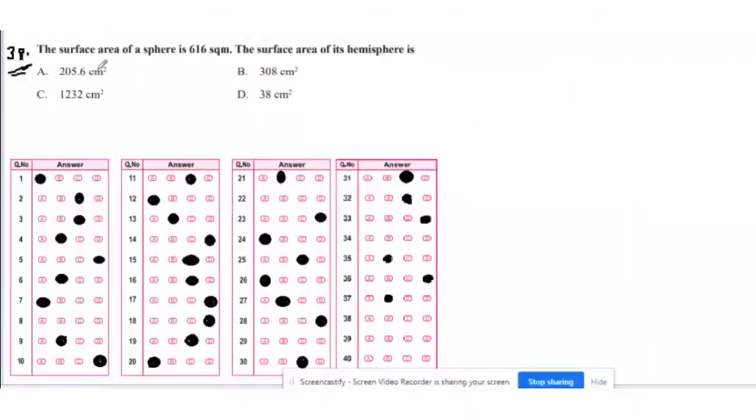38th question. The surface area of a sphere is 616 square centimeters. The surface area of a hemisphere is what? So we are going to find the surface area of a hemisphere. To find it, you have to find the radius first. The given condition is that the surface area of a sphere, 4 pi r square, is 616 square centimeters.